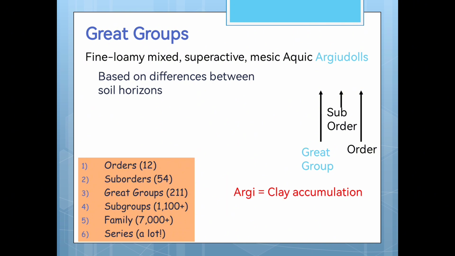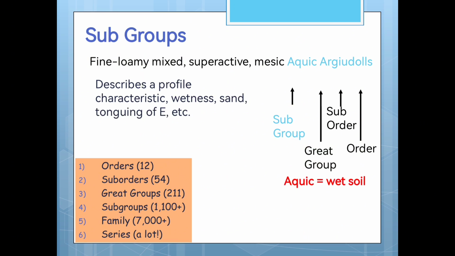And then we have the grade groups. So there are 211 grade groups. So in this case, we have here the Argi. Argi is the grade group, which means there is a clay accumulation from the argillic subsurface horizon. So Argi means clay accumulations. This is based on differences between soil horizons. We have the subgroup. There are more than 1,100 subgroups. So in this case, we have the aquic. Aquic means aqua, di ba? Pag aqua, ibig sabihin tubig. So, wet ang kanyang lupa. It describes a profile characteristics, wetness, and others. So that is the subgroup aquic.